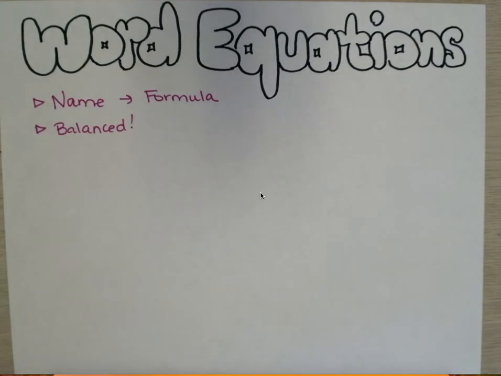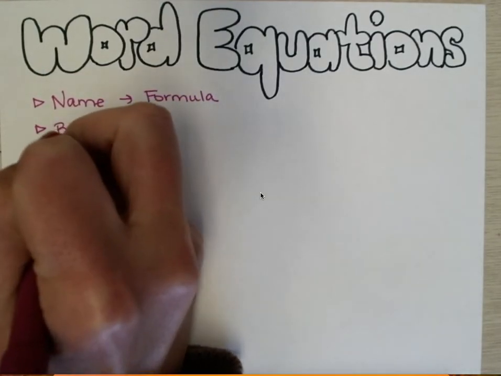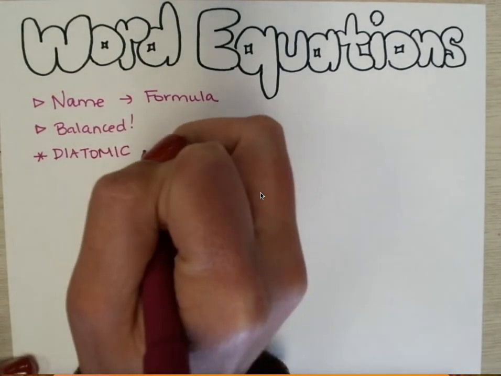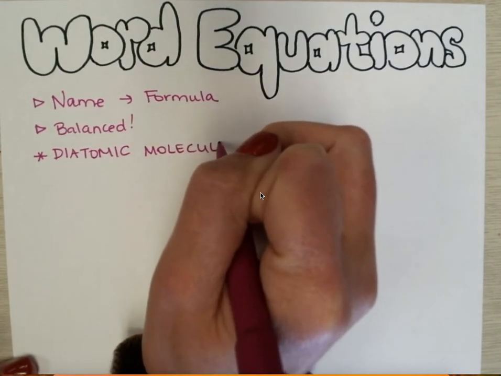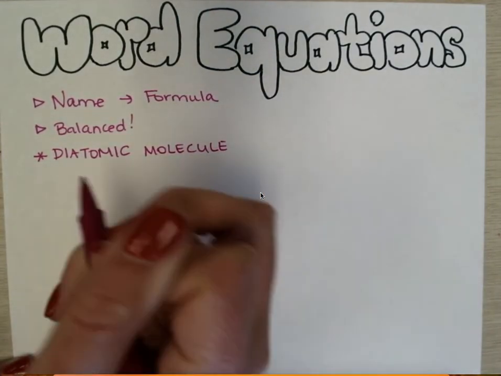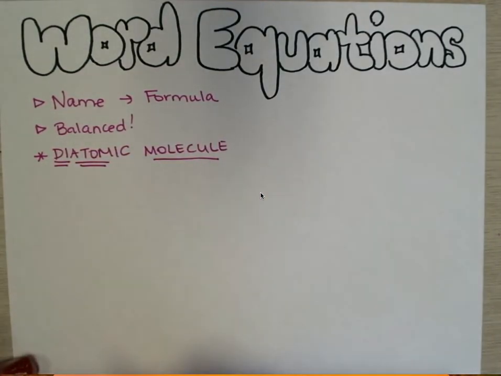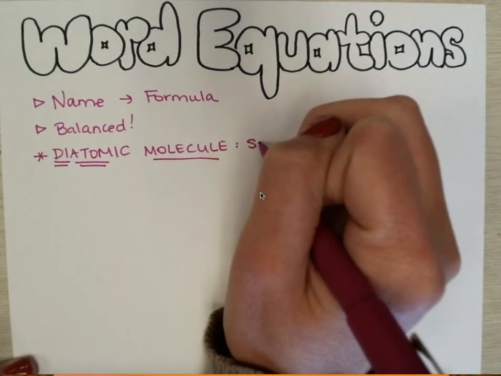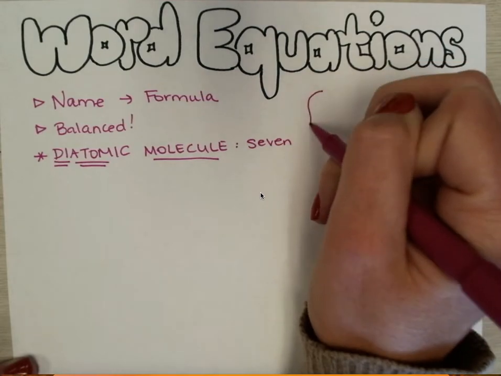So the thing about word equations is that you really need to be careful of our diatomic molecules. So let's just recall what a diatomic molecule is. A diatomic molecule is two atoms covalently bonded together. That's how we get that name. And remember that there's only 7 of those. And there were different ways we could remember those 7.